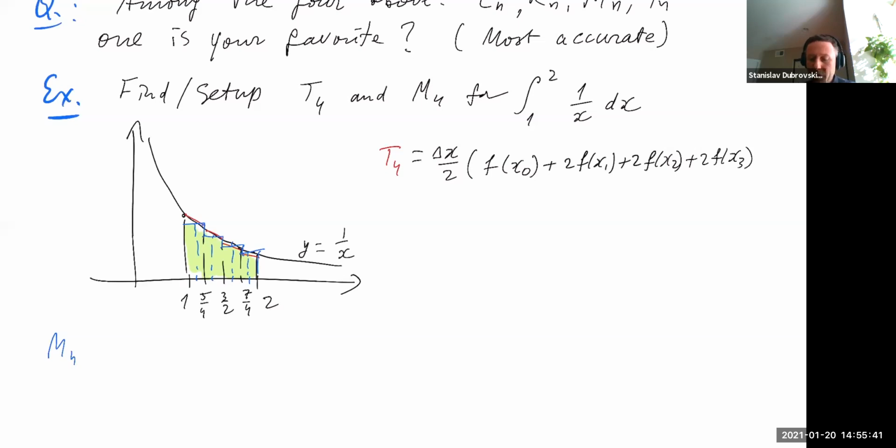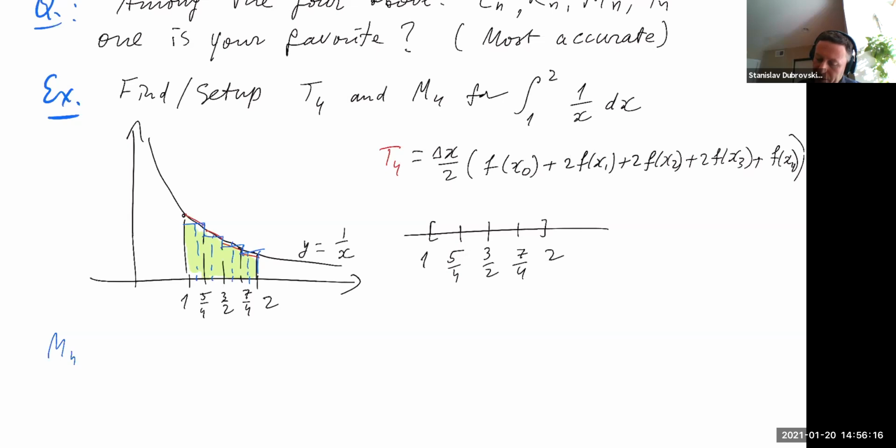How many points do we have? If we divide it into 4 pieces, let's do it again here explicitly from 1 to 2. So we subdivide it into 4 pieces, 5/4, 3/2, 7/4. Then we have 5 points, right? So the last one appears by itself without any coefficient. The middle points appear with coefficients too.